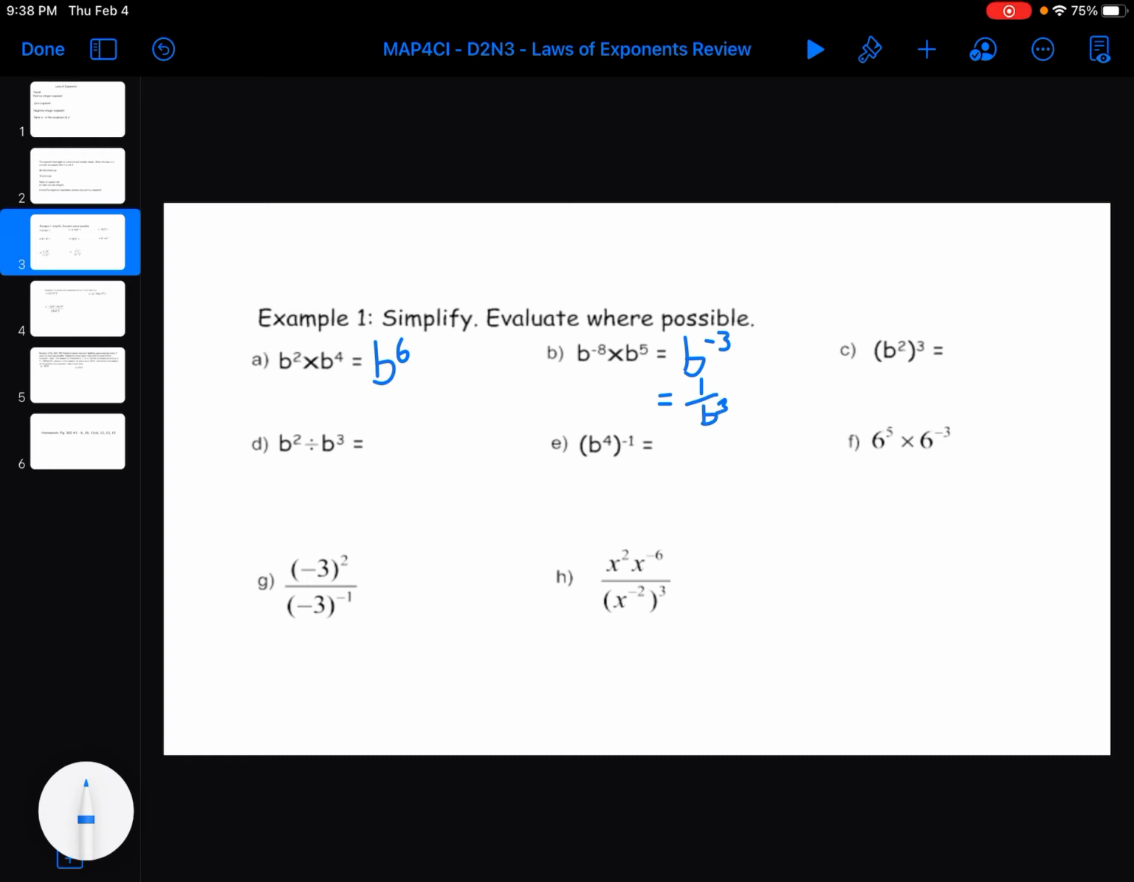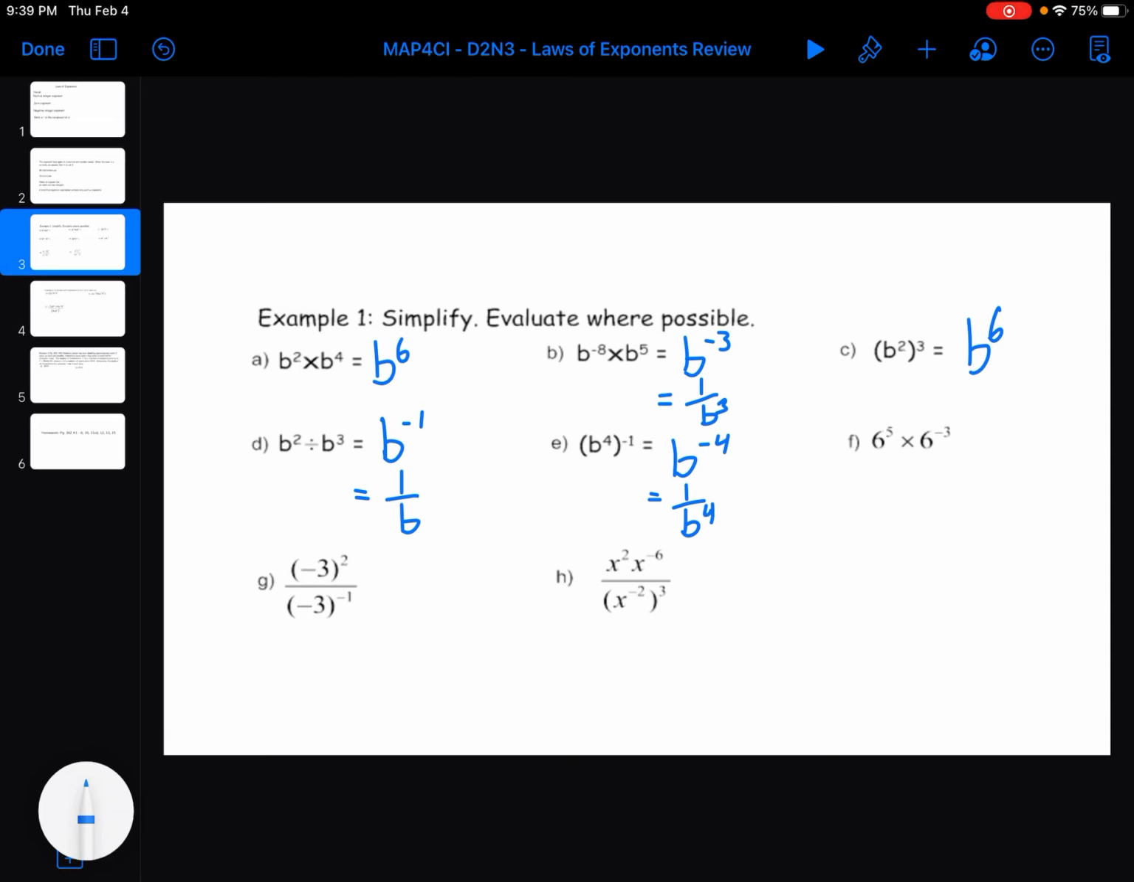Power of a power, I'm going to multiply my exponents. So 2 times 3 is 6. Subtraction, because we've got a division, still common base. It's going to change to b to the negative 1. And that just equals 1 over b to the 1, or just b. Power of a power again, I'm multiplying my exponents. And I hope that this stuff is review. We've done this a few times in the past. All I'm doing is looking at what the operation is and is the base the same.